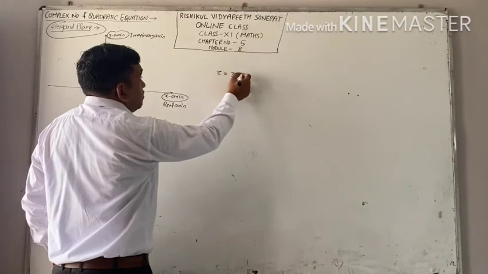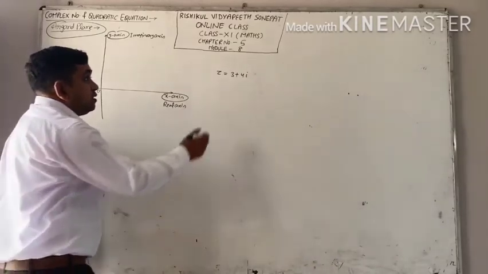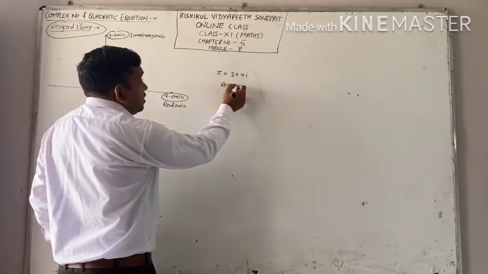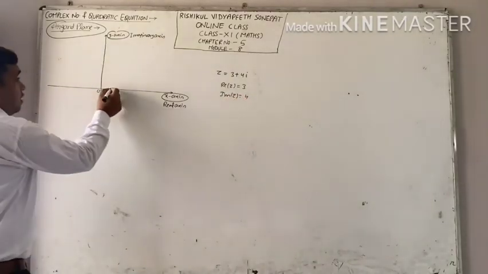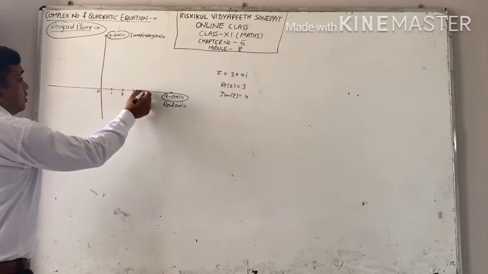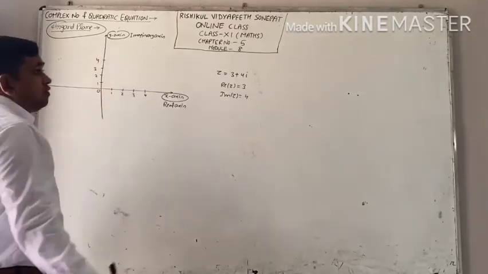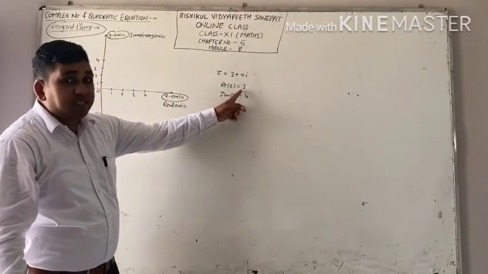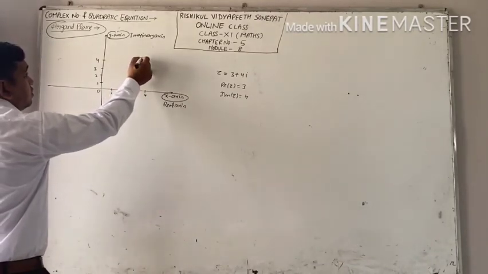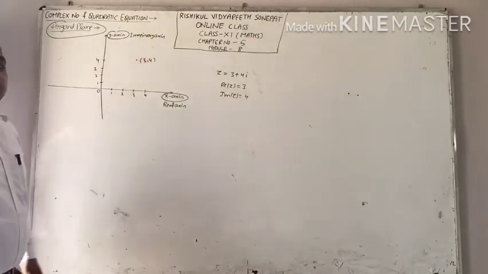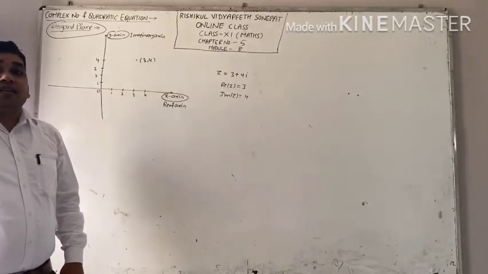Suppose z equal to 3 plus 4i. This is your complex number. I want to represent this complex number in the Argand plane. See what is the real part here. Real part is 3, imaginary part is 4. Now we have to represent real part as 3 and imaginary part as 4. This is 3, this is 4. In this way, we can represent a complex number on the Argand plane.